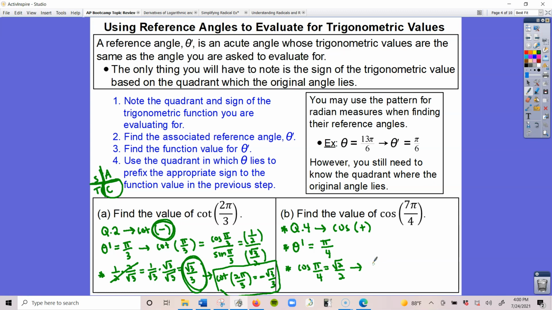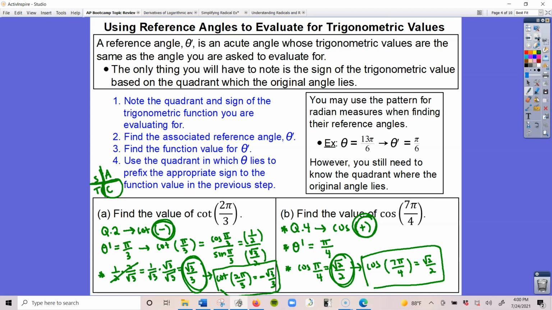But for my final answer, we are asked to evaluate the cosine of 7 pi over 4. Like I said, we have to take the sign that we noted, so it's positive, and the number that we found, so it's positive square root of 2 over 2. So this would be my final answer.